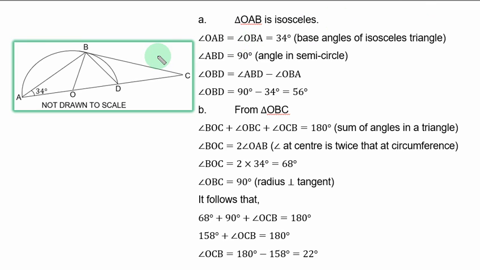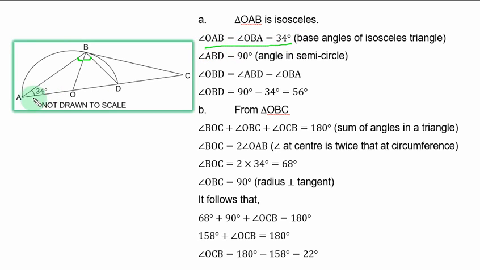A part of the question, you have to find angle OBD. That is this angle. The question stated that AD is a diameter. For that reason, AO and OB are radii. That means triangle AOB is isosceles triangle, so the base angles are equal. So this angle is 34 degrees. You can see that here.